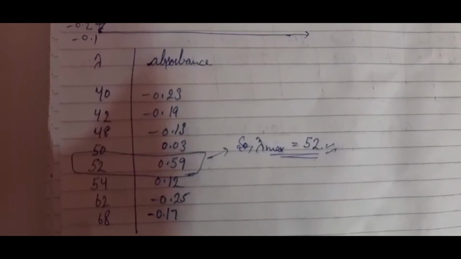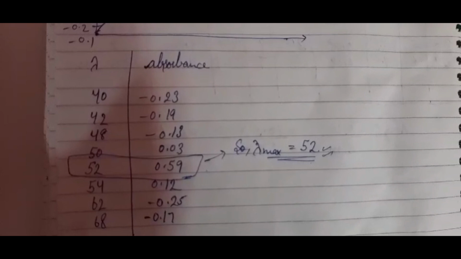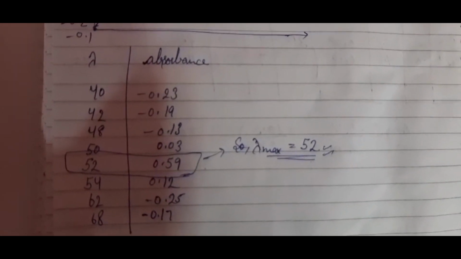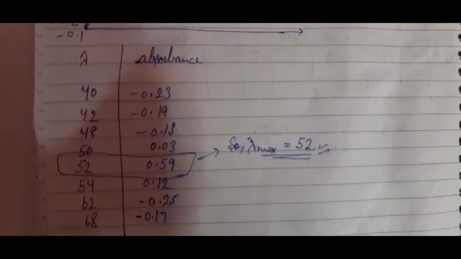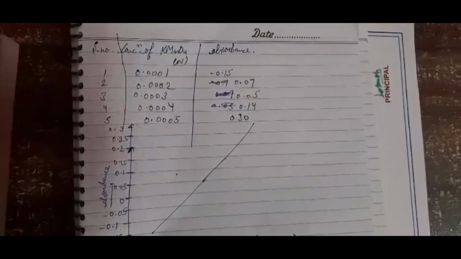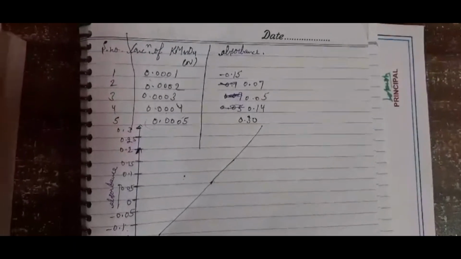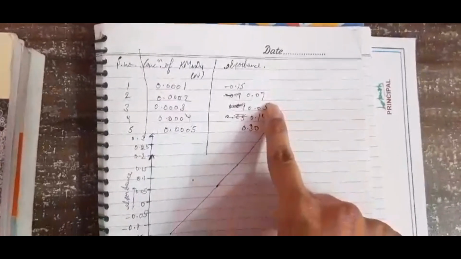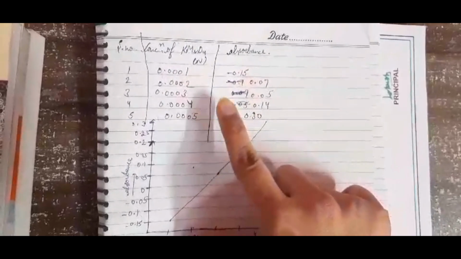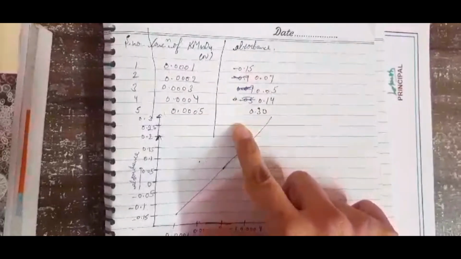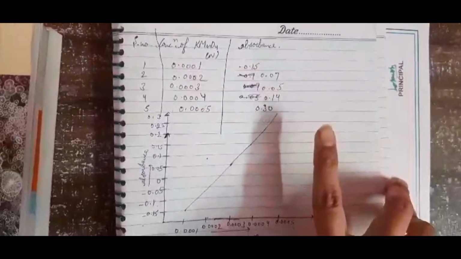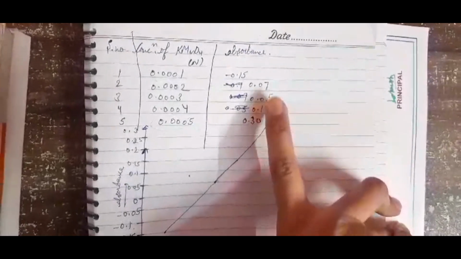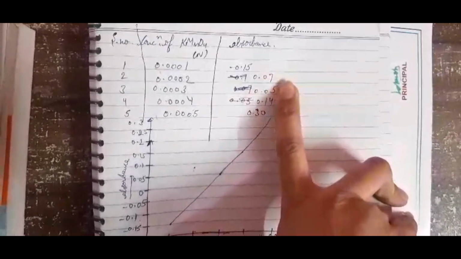Among these values, we determine the lambda max value, which is obtained at lambda max equal to 52, which is 0.59. Now here we have represented the concentration of KMnO4 and absorbance in tabular form as shown. Here 0.001 normal KMnO4 solution has absorbance minus 0.15.